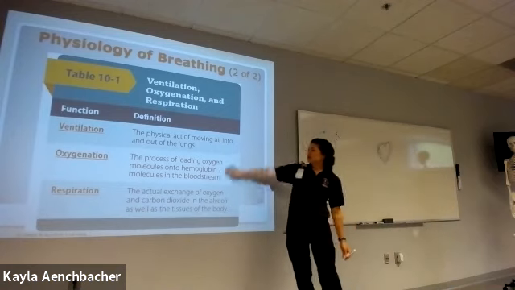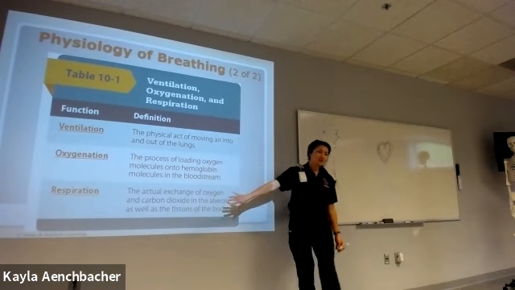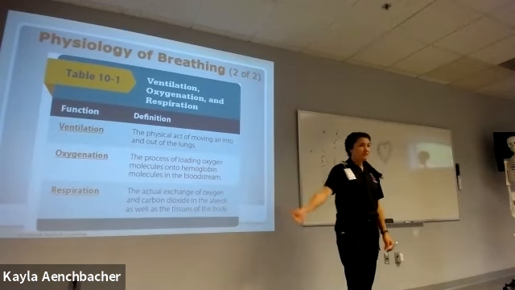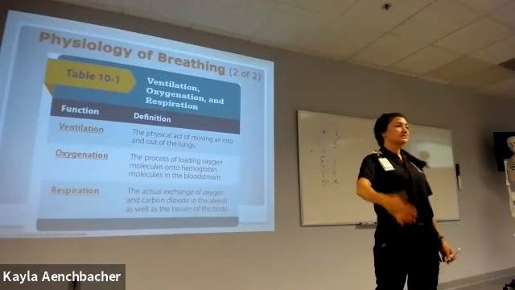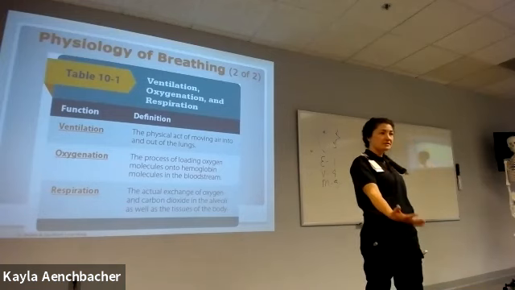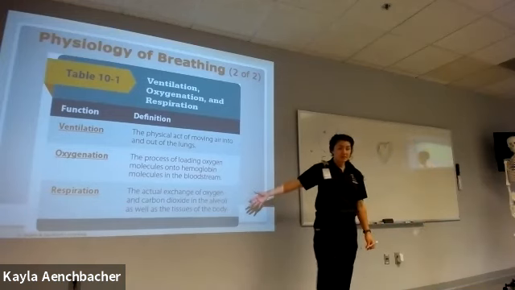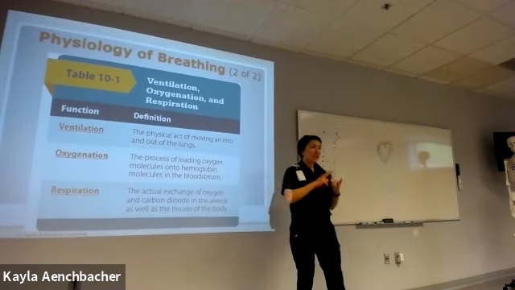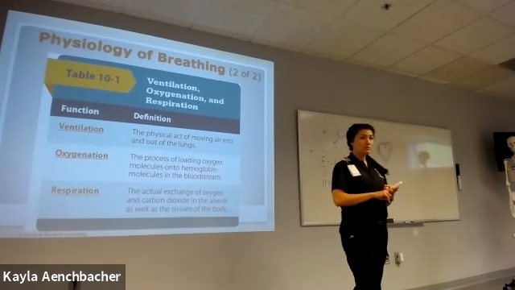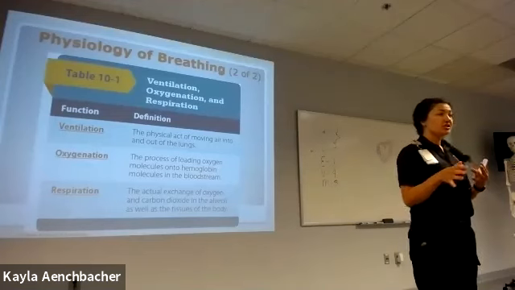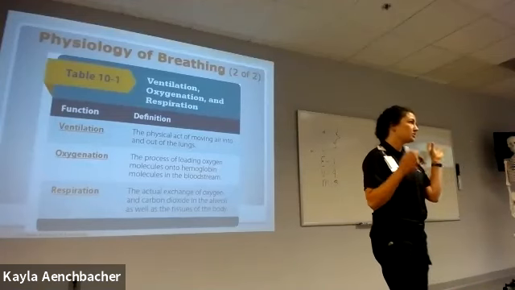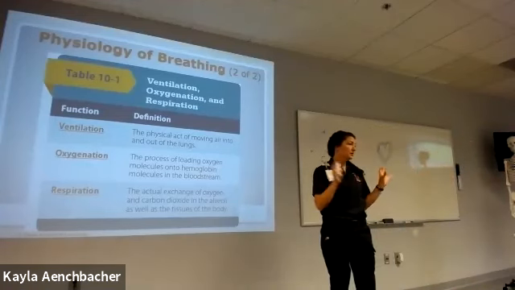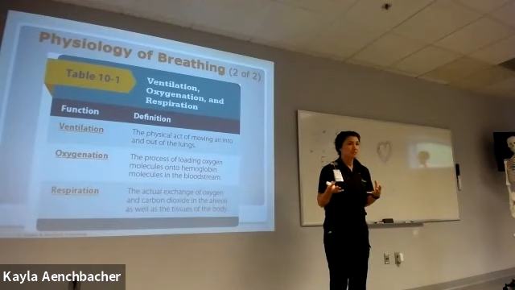All right, so guys, we should know these definitions already, but just review. Ventilation is the physical process of moving air in and out of the lungs. Respiration is that gas exchange at the alveoli level. And then oxygenation is taking that said gas exchange and distributing to the rest of the body like it should. Perfusion, right?